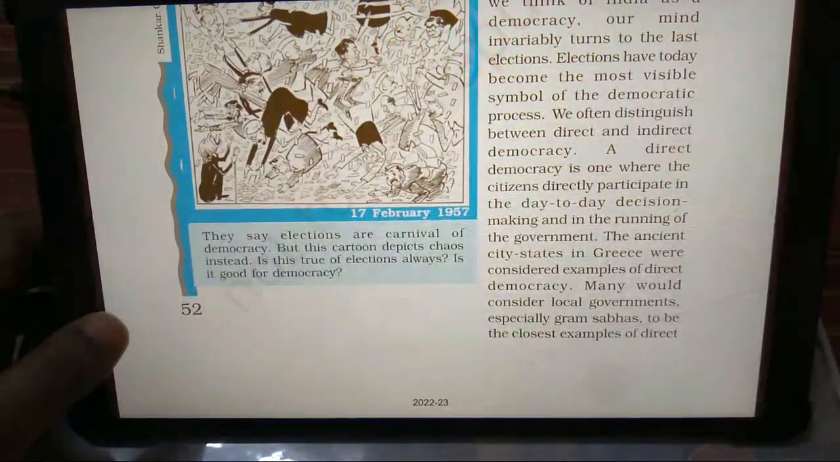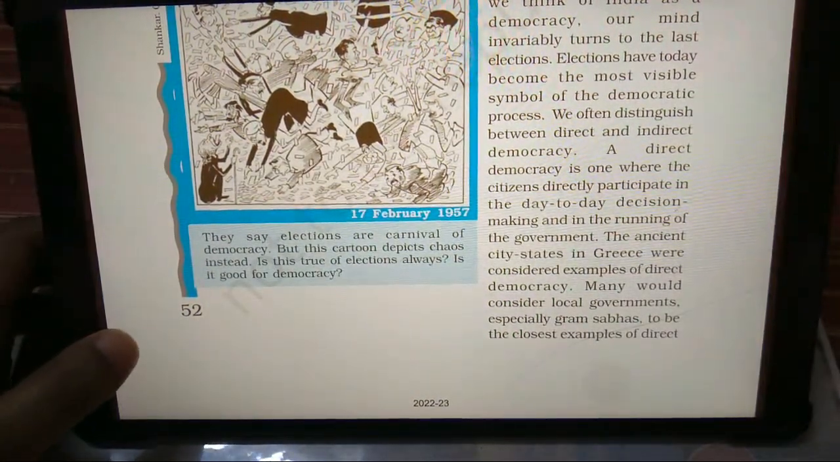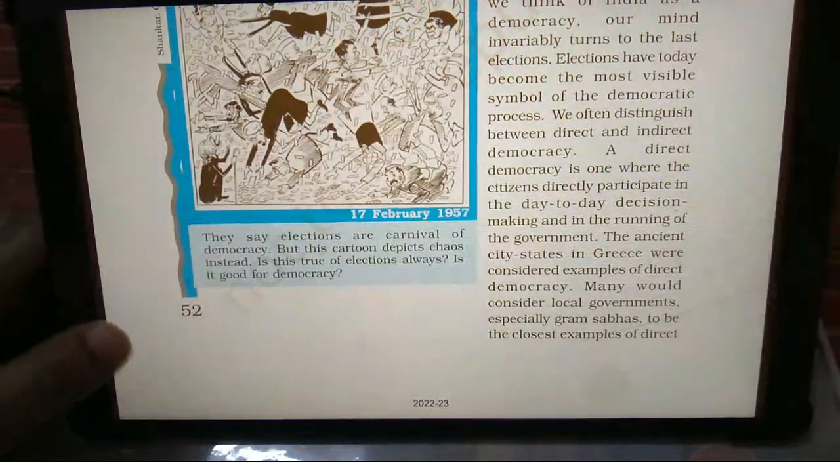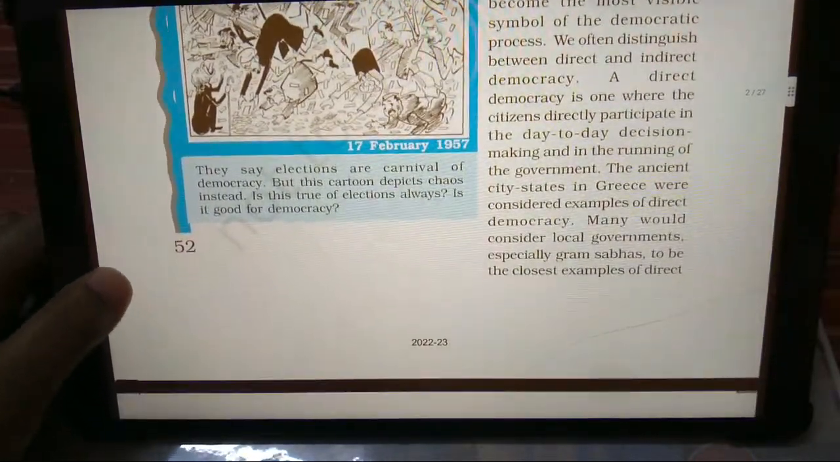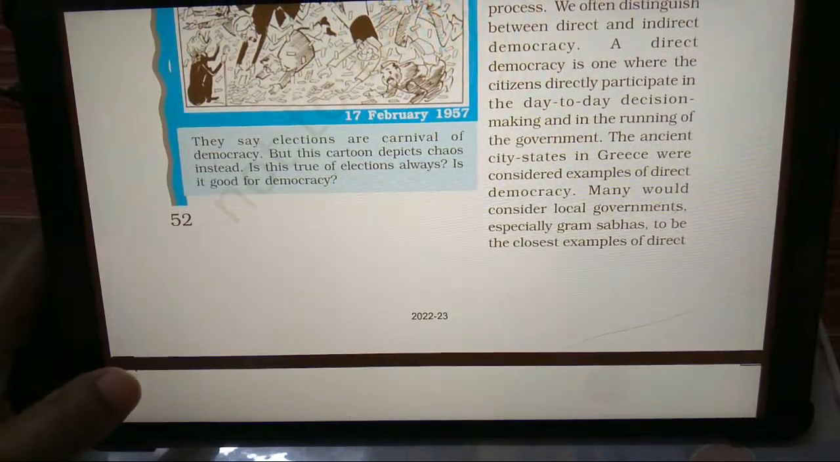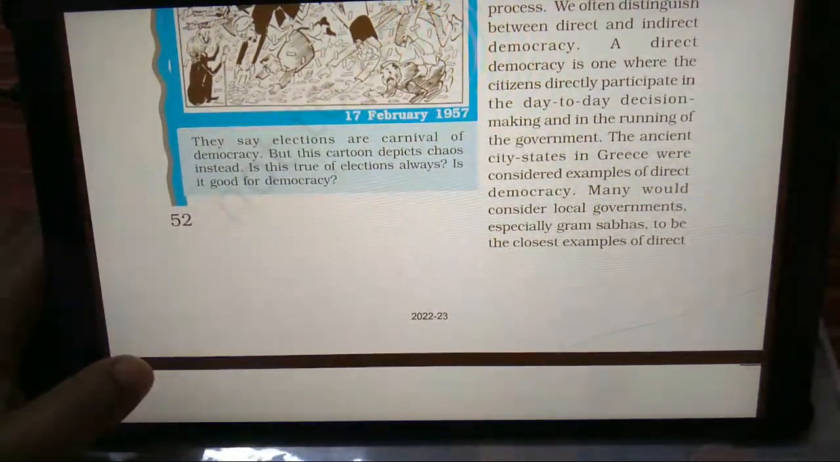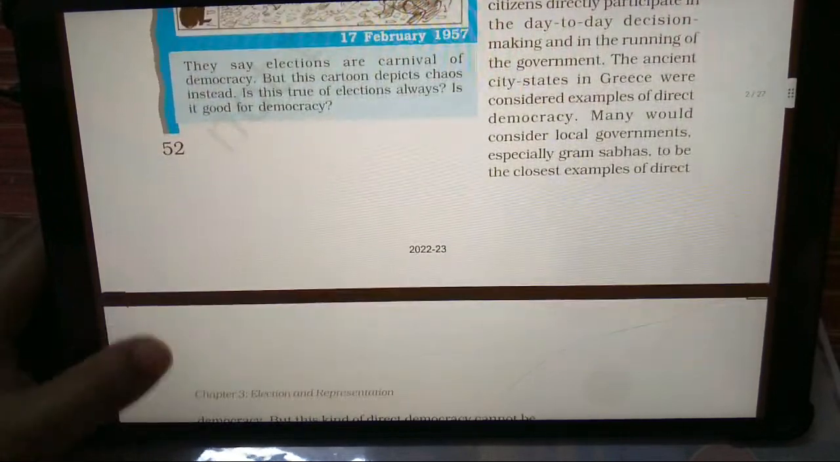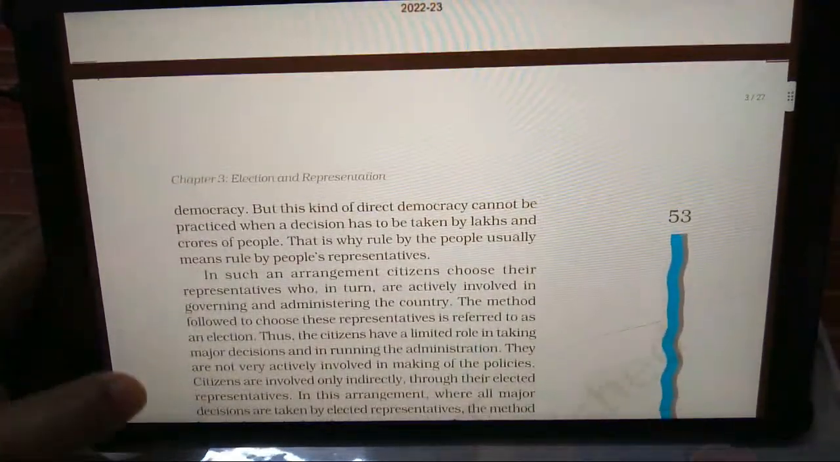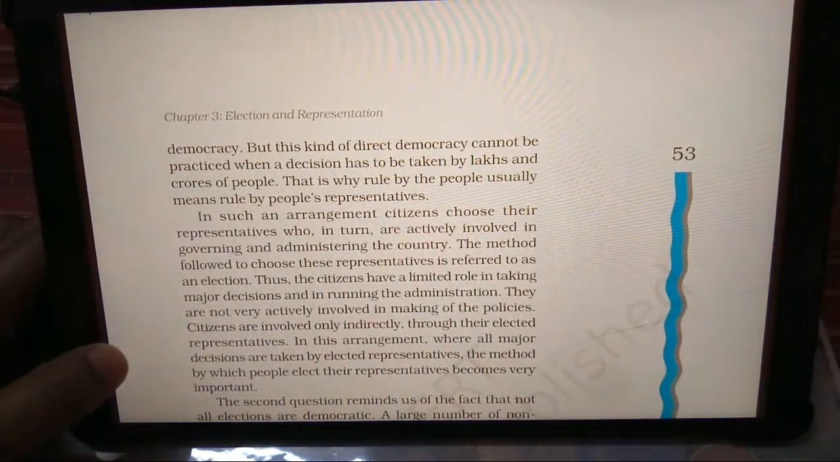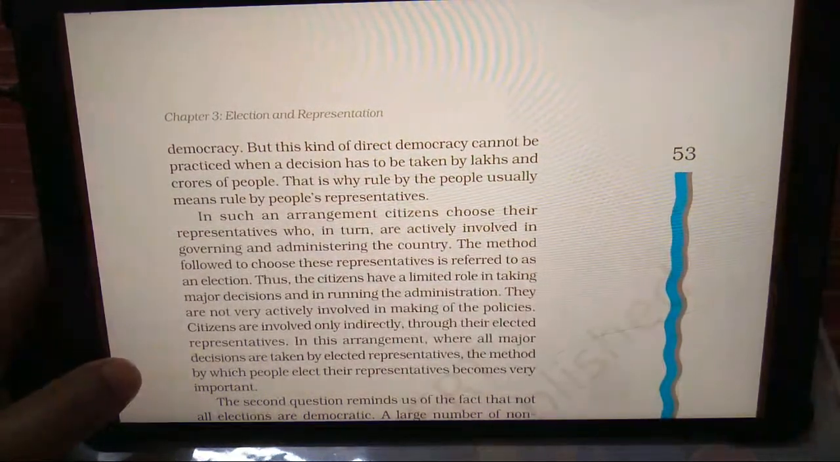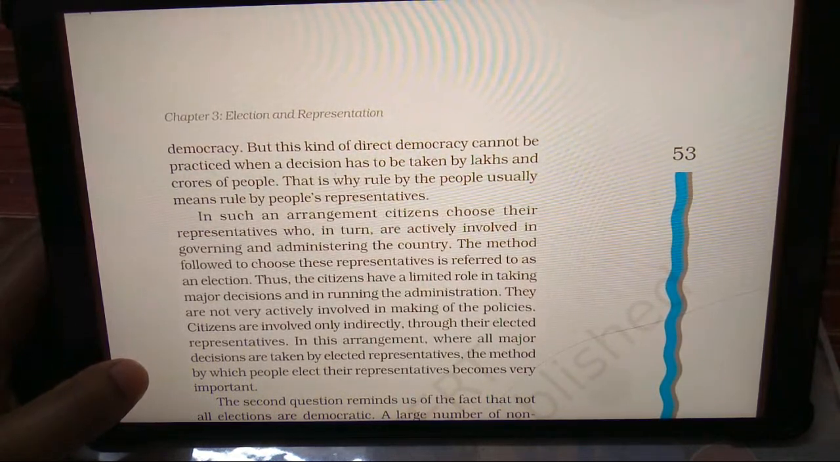We often distinguish between direct and indirect democracy. A direct democracy is one where the citizens directly participate in the day-to-day decision making and in the running of the government. The ancient city-states in Greece were considered examples of direct democracy. Many would consider local governments, especially Gram Sabhas, to be the closest examples of direct democracy. But this kind of direct democracy cannot be practiced when a decision has to be taken by lakhs and crores of people. That is why rule by the people usually means rule by people's representatives.